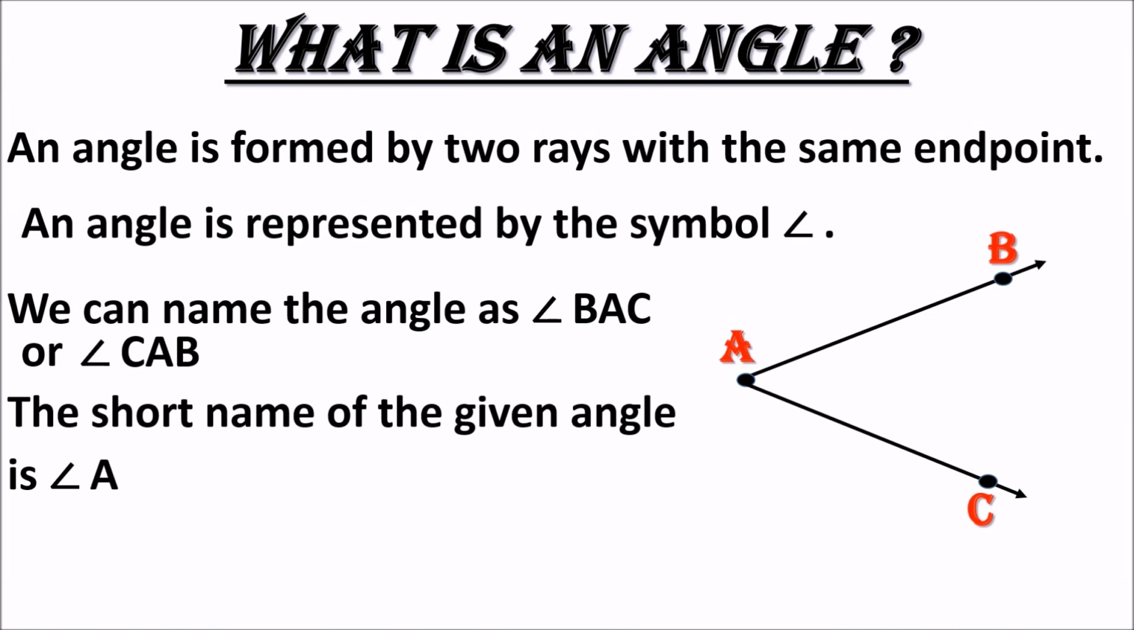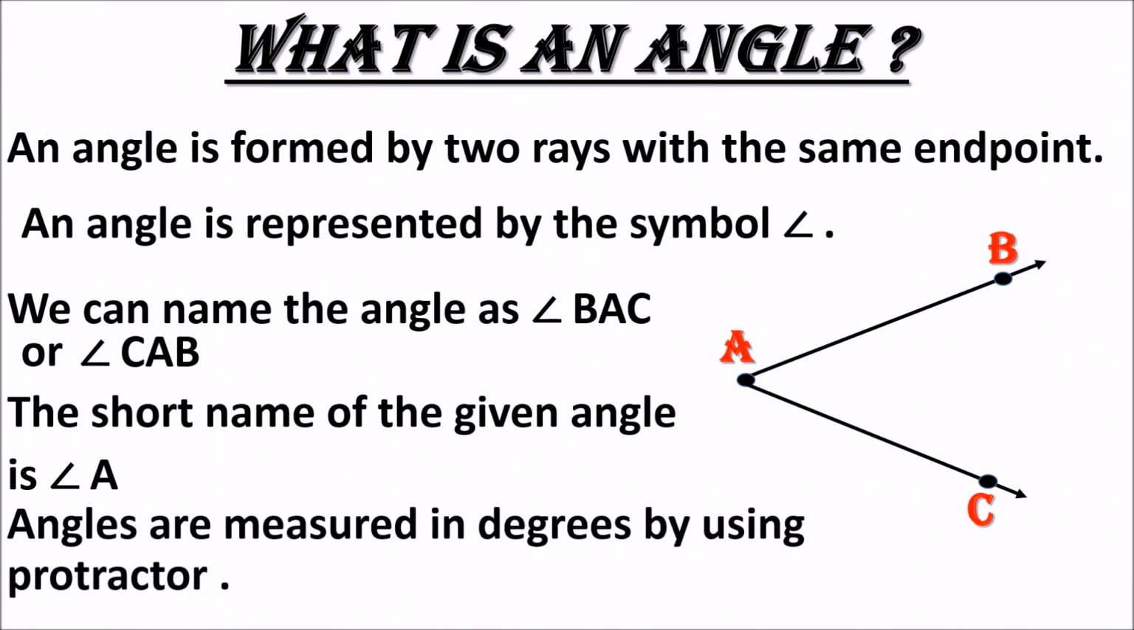Make a note, here the angle is forming at point A, right? At the common endpoint, right? So when you name the angle, you should see that the letter A is between the remaining two letters. That is angle BAC, or angle CAB, and the short name is angle A. Angles are measured in degrees by using a protractor.